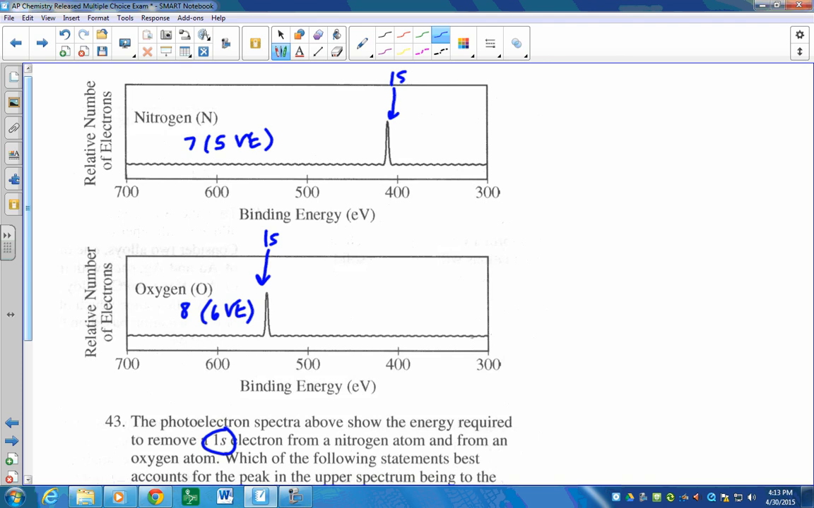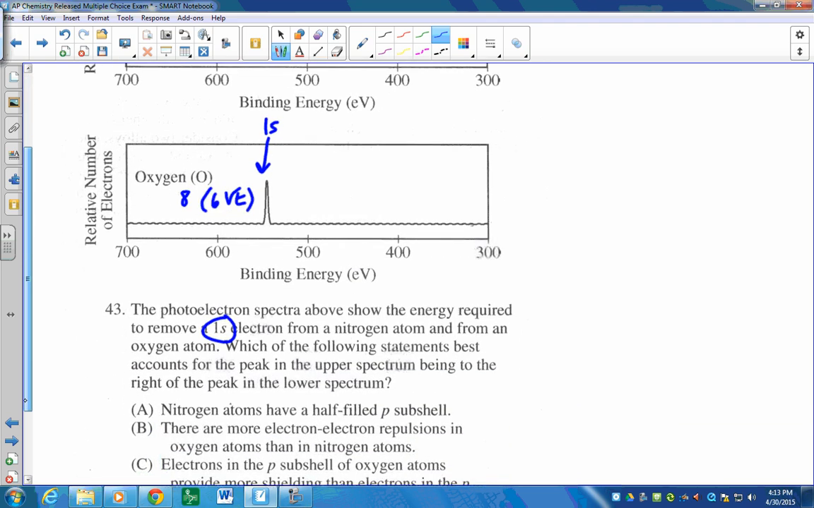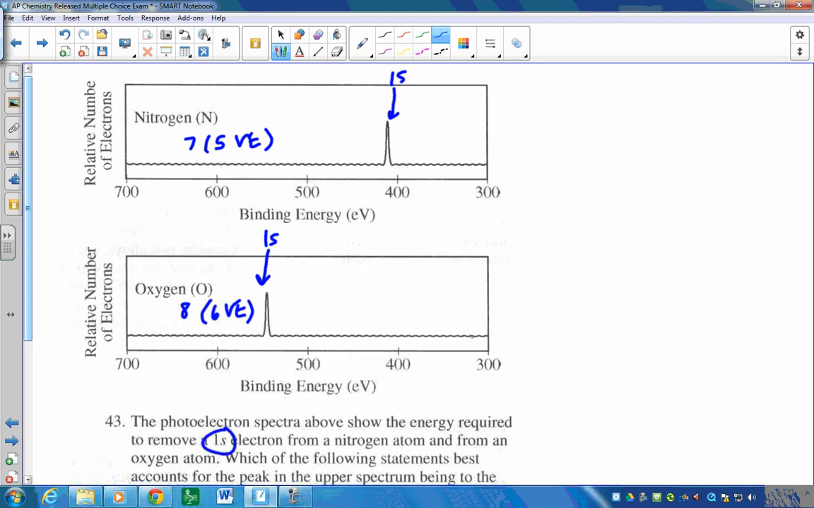From a nitrogen atom and from an oxygen atom, which of the following statements best accounts for the peak in the upper spectrum being to the right of the peak in the lower spectrum? Okay, guys, let's say upper spectrum, it doesn't matter, 410 electron volts. We don't even know what an electron volt is, other than volt has something to do with energy. However, it takes like 540 electron volts to get a 1s away from oxygen. Same electron, 1s, same distance from the nucleus, first energy level.